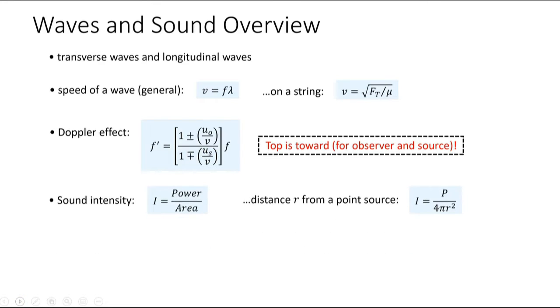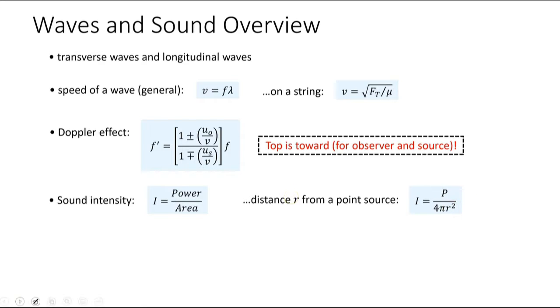Okay, and last class we also talked about intensity. Remember, in general, intensity is power per area. Power is energy per time, so we can also think about intensity as energy per time per area. If you have a point source of waves, like you will for most sources of sound, those waves will spread out spherically from the source. So if you are at a distance r from that point source, the intensity at that location is equal to the power of the source divided by 4 pi r squared, where 4 pi r squared is the surface area of the spherical wavefront at the location r.